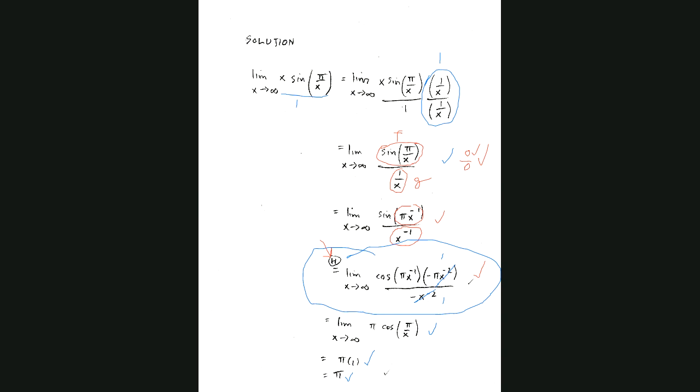With x times the sine of pi over x, I don't have a ratio of two functions. So I'm going to get a ratio of two functions. I'm going to remove the x in the numerator by multiplying by 1 over x, and then I'll have 1 over x in the denominator. This gets me f over g, and I see right now that as x goes to infinity, f and g go to 0. So I get an indeterminate form, and so I can apply L'Hopital's rule.